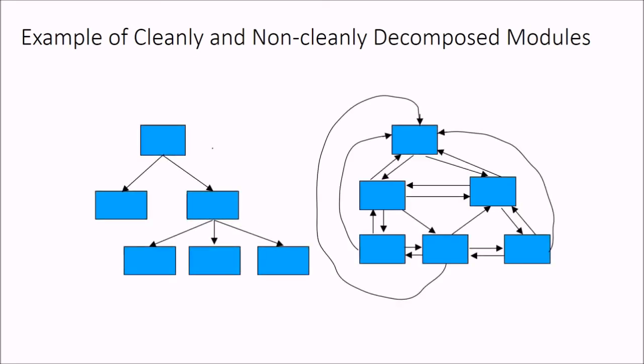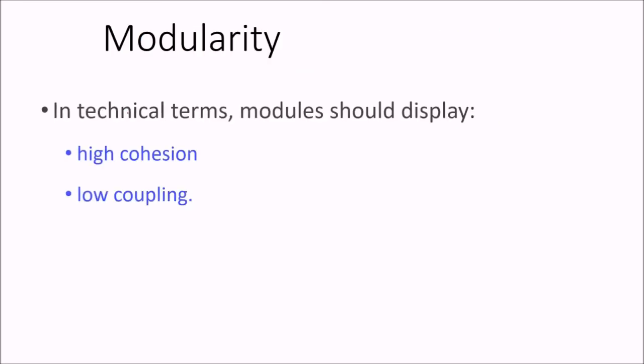Then what about clean or non-clean decomposed modules? How can you tell that this is a cleanly decomposed module or this is not? So these are cleanly decomposed modules. One module decomposes into two parts, these are three parts. It's so clean. You can observe it in a clean manner. What about this? So clumsy, so unorganized, non-cleanly decomposed modules. So in technical terms, modules should have high cohesion and low coupling.